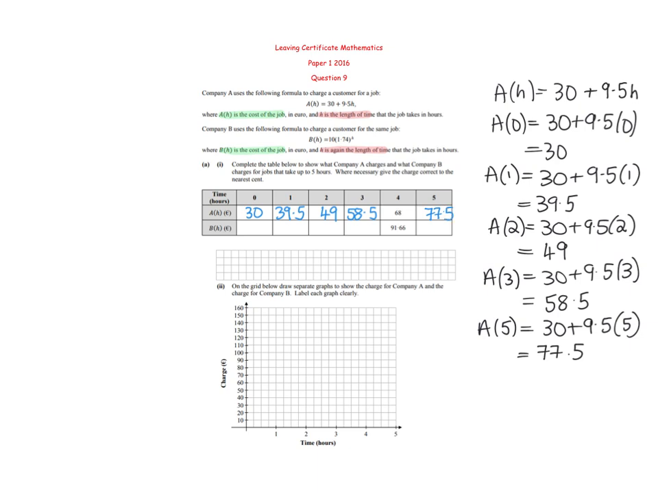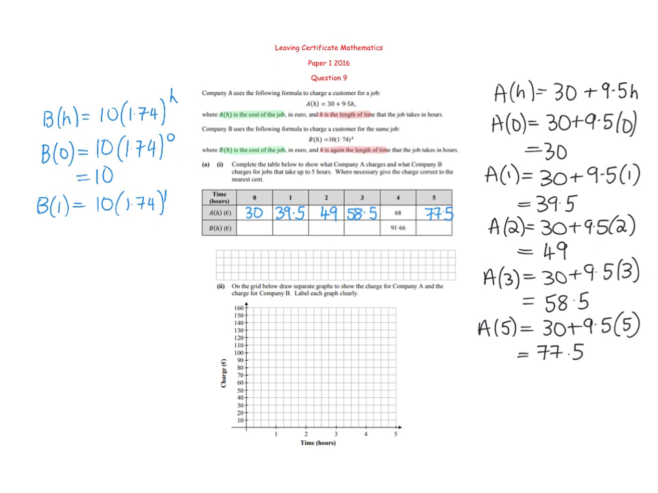The next function we have to do is B of H. So I'm going to do that in blue over here on the left. We have that B of H is equal to 10 multiplied by 1.74 to the power of H. First one we need to figure out is H equal to 0. So we get 10 times 1.74 to the power of 0. We're going to get an answer of 10. B of 1, we pop that into the formula. It's 10 multiplied by 1.74 to the power of 1.